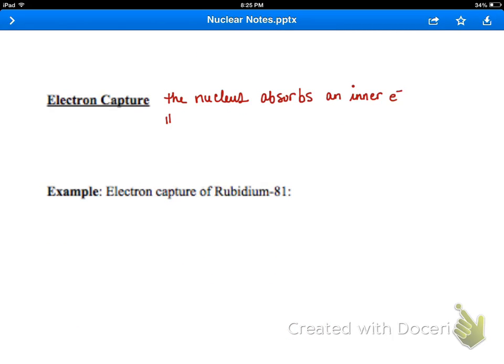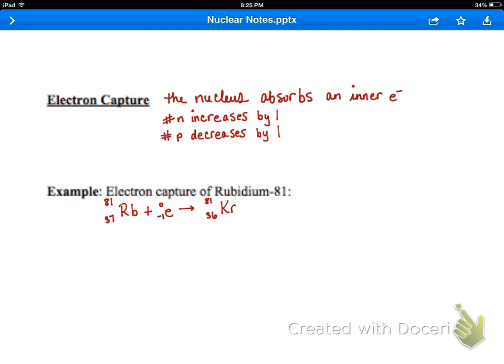Another type of reaction is called electron capture, and this is where the nucleus absorbs an inner electron, one of the lower energy electrons. And in the nucleus, the number of neutrons increases by 1, and the number of protons decreases by 1. So because the number of protons changes, the element does change.